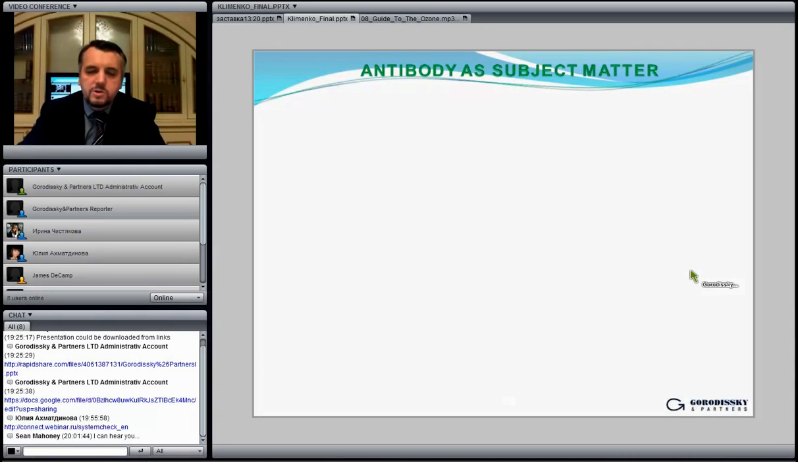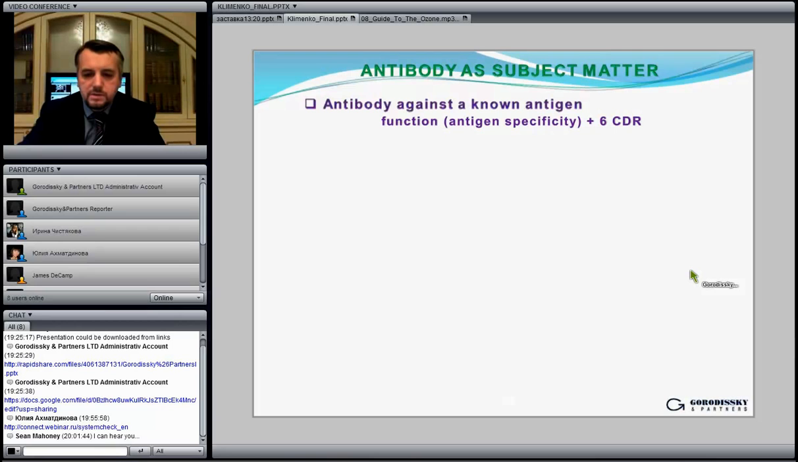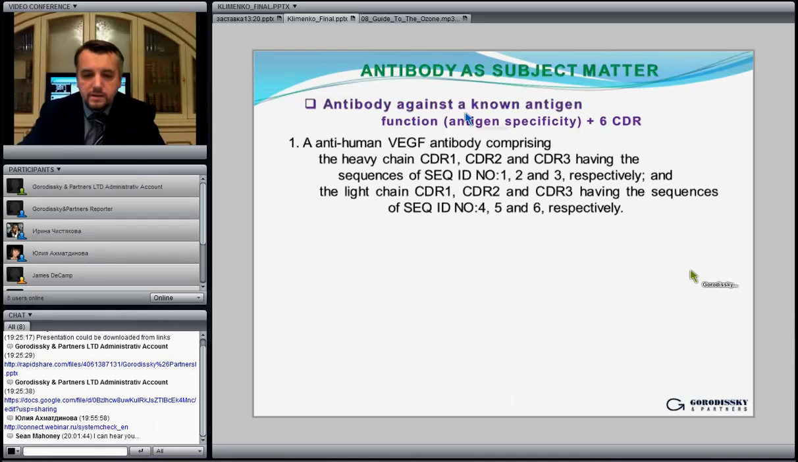Very popular, perhaps the most popular subject matter when it comes to protein is an antibody. So I'll just have one slide to show what the specific requirements for antibody are. If the sequence information is present, then the minimal requirement is just the recitation of its function, which in this case is antigen specificity plus 6 CDR sequences. I just drew a generic claim. So human VEGF is the antigen against which this antibody has been raised, and there are 3 heavy chain CDR sequences and 3 light chain CDR sequences, and this is enough.